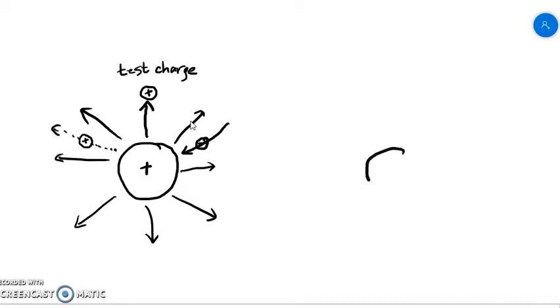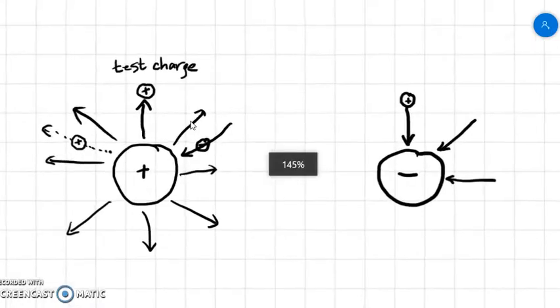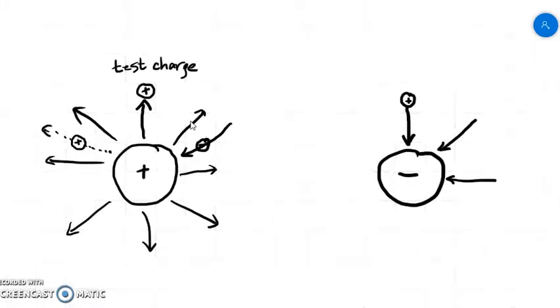Okay, so if we were to do the same thing with a negative central charge, let's imagine that we have a positive test charge hanging out here somewhere. These two charges would attract each other. So this positive charge would be pulled in toward the negative charge because they're opposites. And so the field around a negative charge is just pointing inward, because all the positive test charges in the region would all be pulled inward to this central negative charge. So this is a diagram of the field around a negative charge, and the other one is the diagram of the field around a positive charge. It's just showing you what the force would be on a positive test charge in the area.